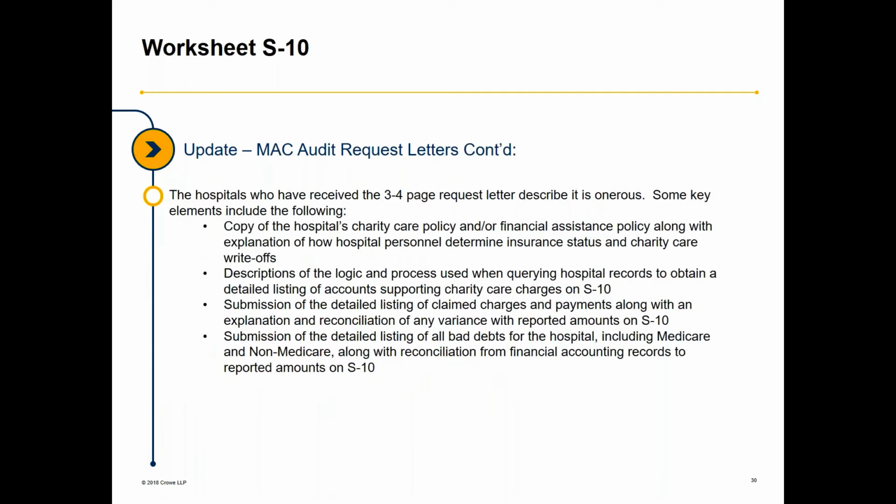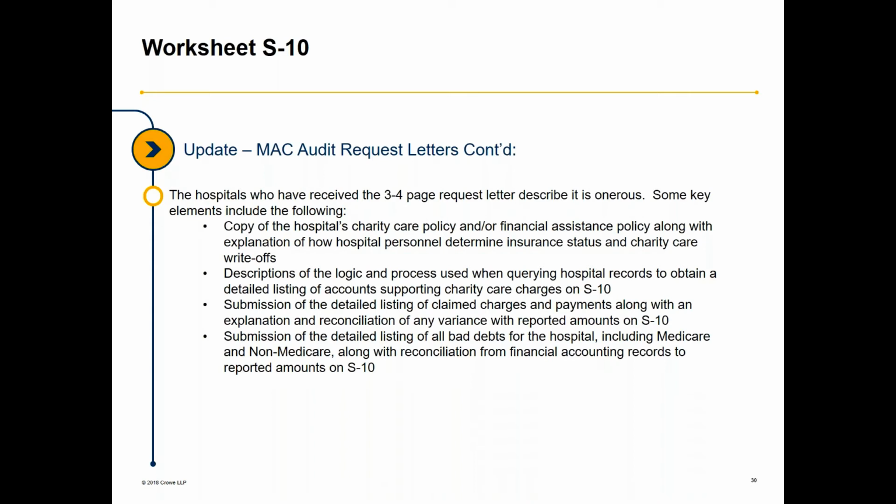So just a little bit of information regarding the audit request letter. Those hospitals that have received these letters and are under audit, the request letters are large, I guess I'll put it that way. There's a lot of information being requested. It's about a 3 to 4 page request letter.